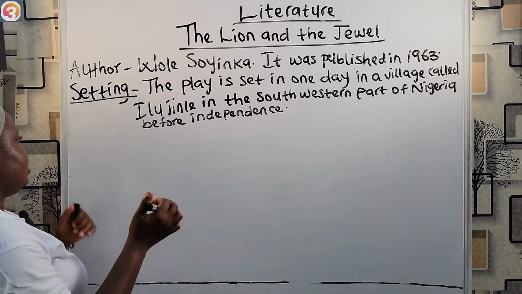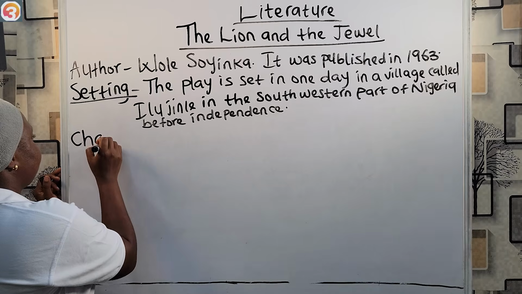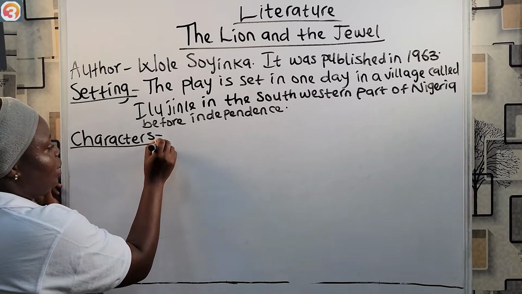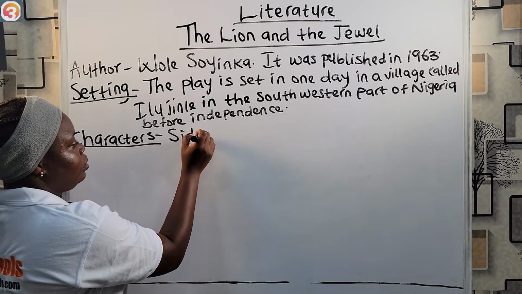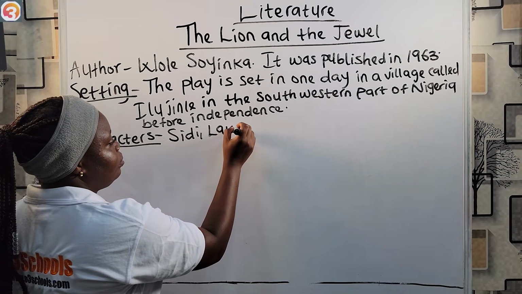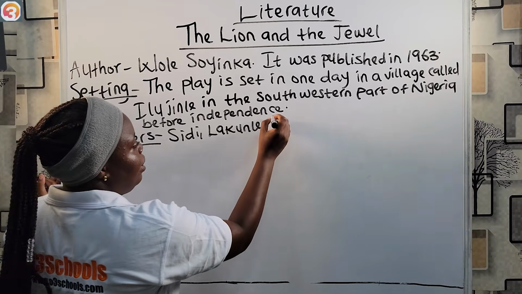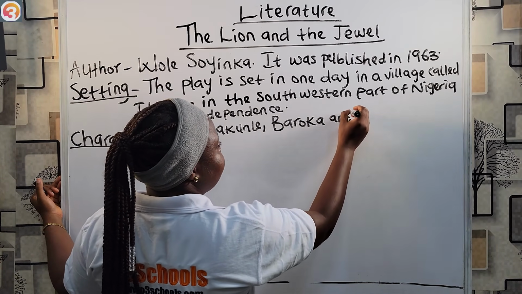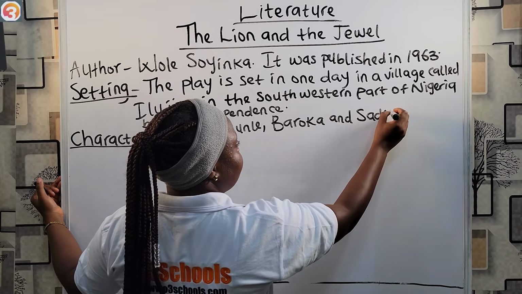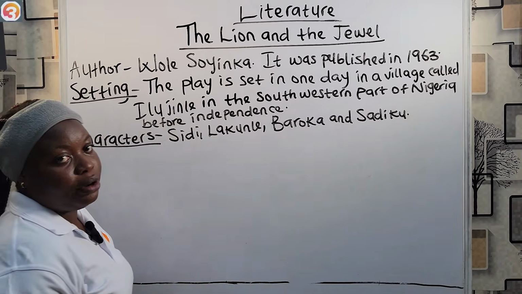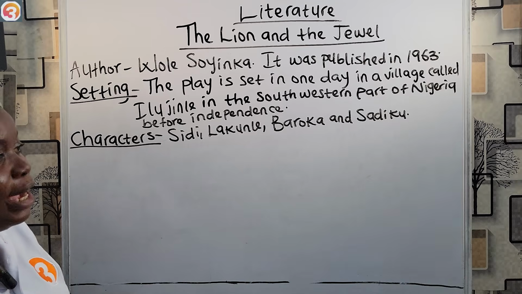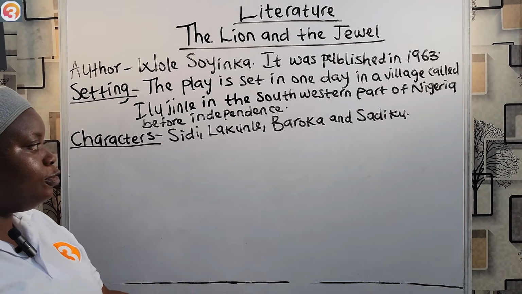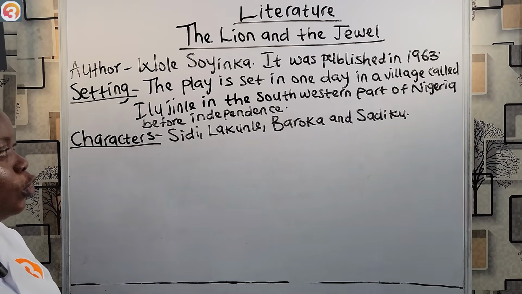Then we'll look at the characters. The major characters in the play are Sidi, Lakunle, Baroka, and Sadiku. Other minor characters we have are the villagers, the dancers, drummers, the man with the foreign accent, and the white surveyor.